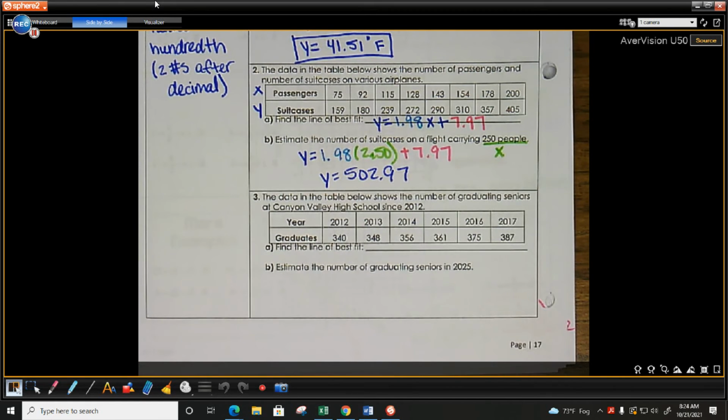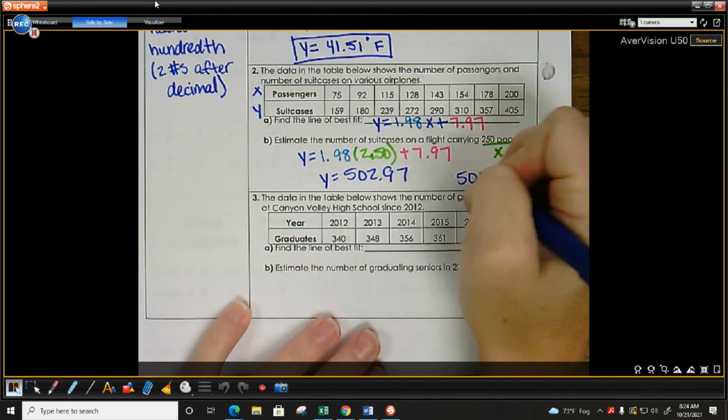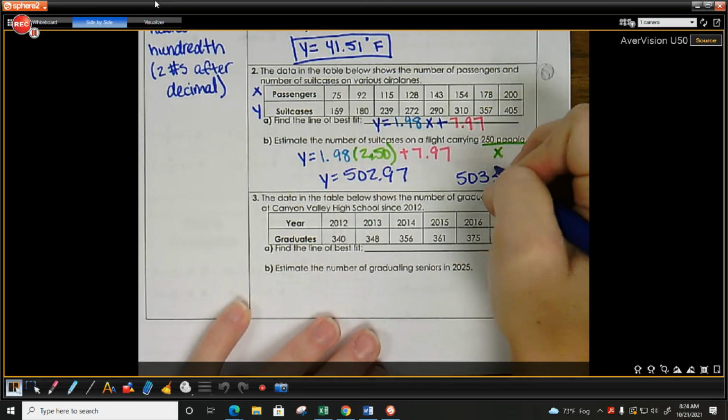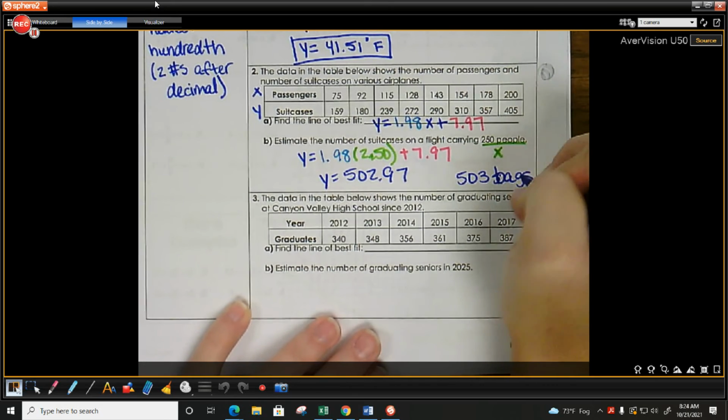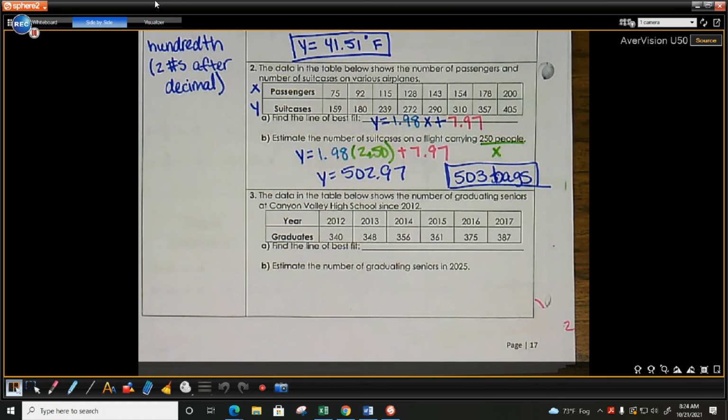Number of suitcases. Can you have 0.97 of a suitcase? No. So this answer can't be what we have it as. So what should we say? How many suitcases? 503 suitcases. Or I'll put just bags. You cannot have a decimal of a suitcase. You can't have a decimal of a person. So when you get your answer, you might have to round it to the nearest whole number.